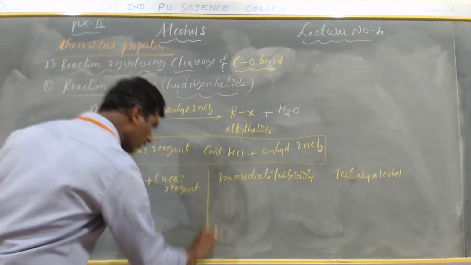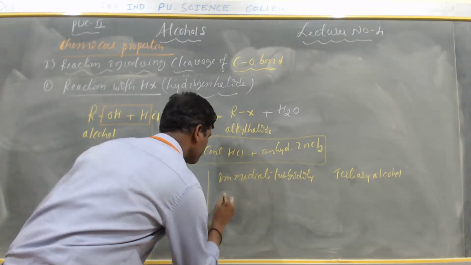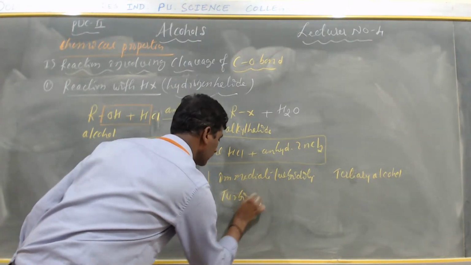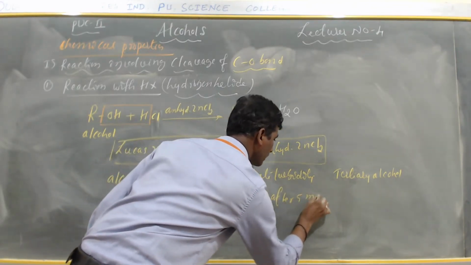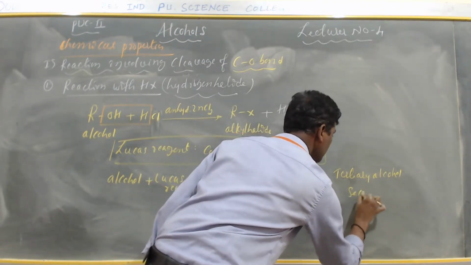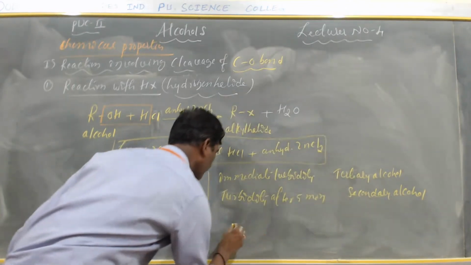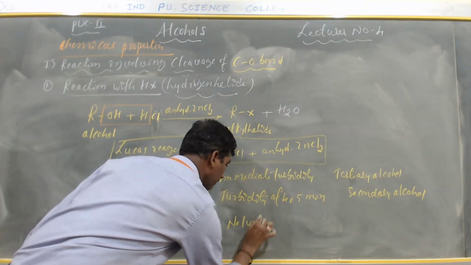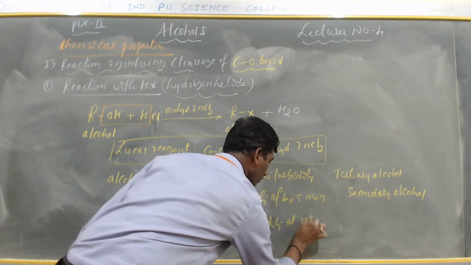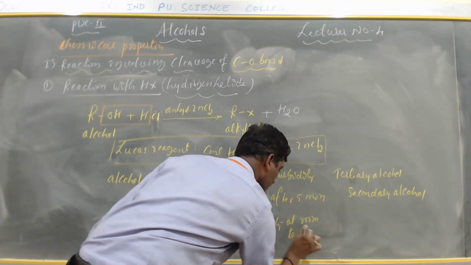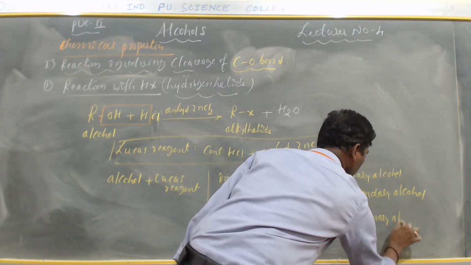Suppose the same alcohol with Lucas reagent gives turbidity after 5 minutes. It is called secondary alcohol. Suppose there is no turbidity at room temperature. Then it is called primary alcohol.